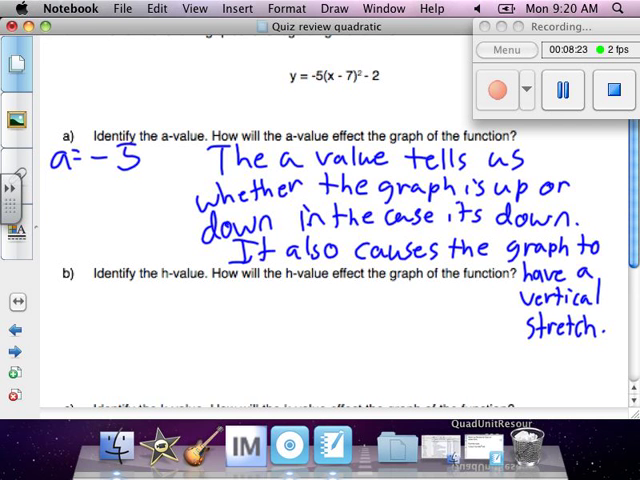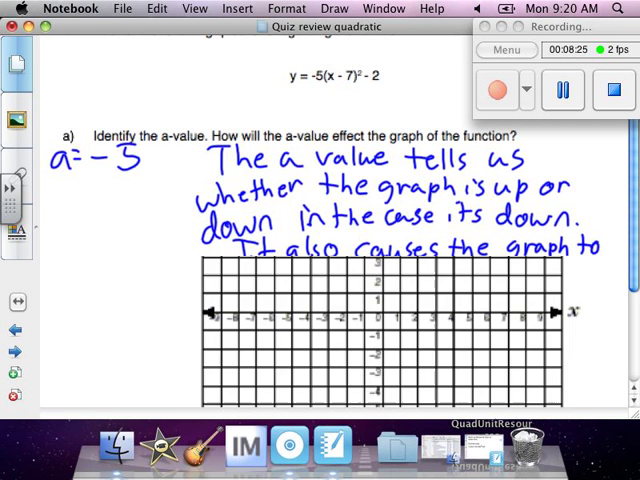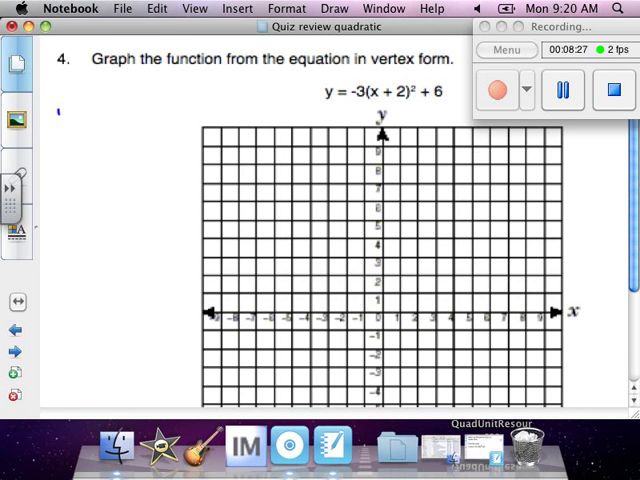Okay, moving on. All right, so here's our graph. Please raise your hand if you can tell me what the vertex is for this problem. Yes, Thomas? -2, 6 is my vertex.